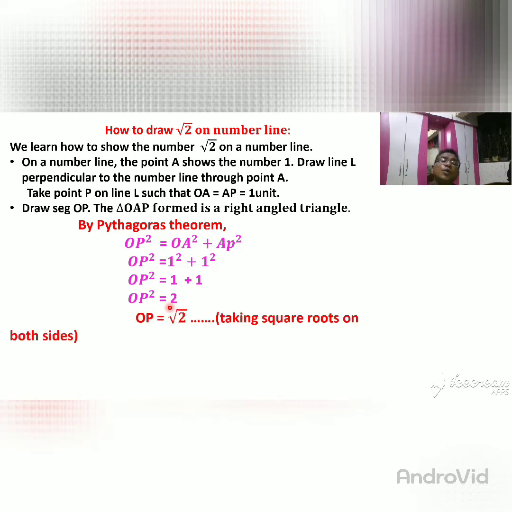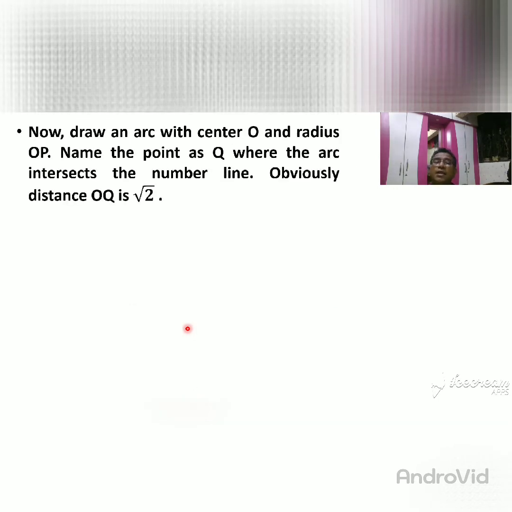So the square root of 2 is root 2, so OP is equal to root 2. Here they have written it by taking the square root of both sides. This way you get OP as root 2. Do you understand? Now they say: draw an arc with center O and radius OP. Name the point as Q where the arc intersects the number line. Obviously, distance OQ is root 2.